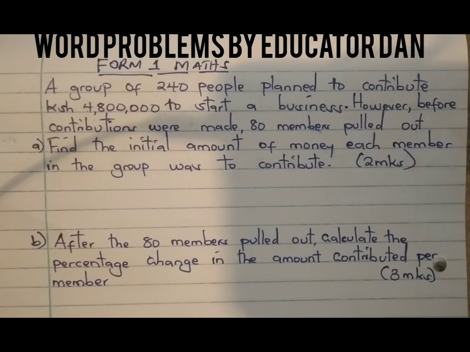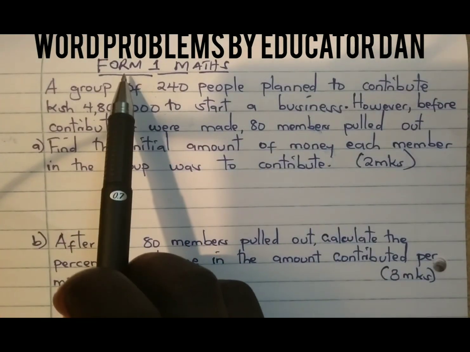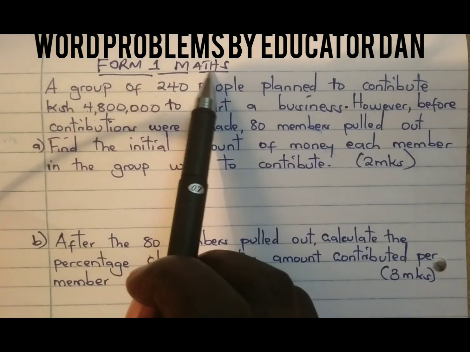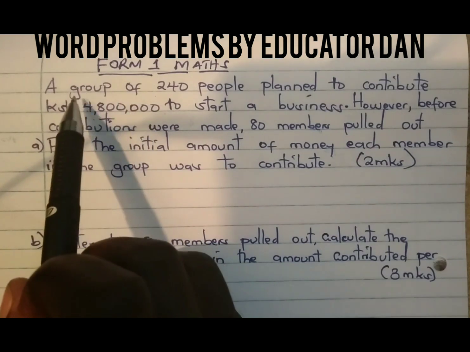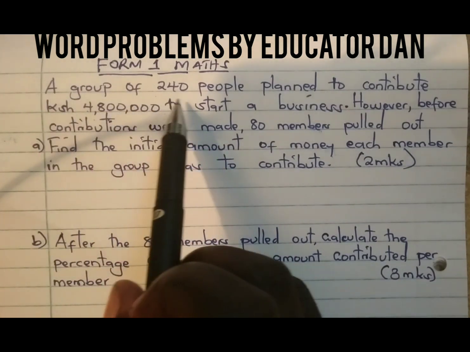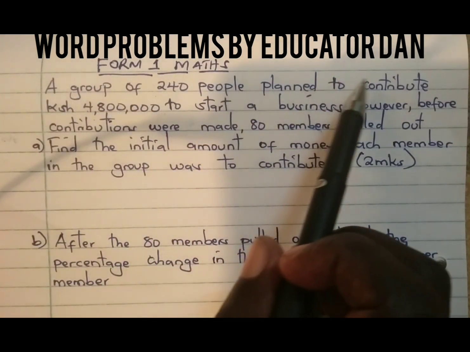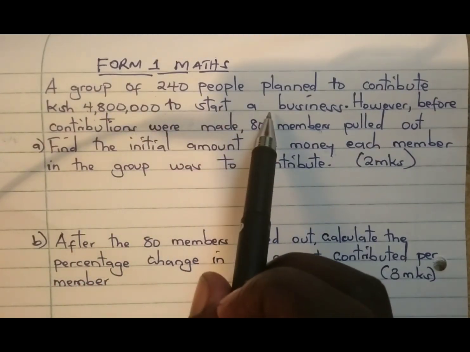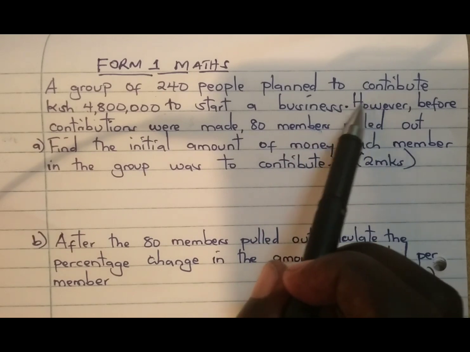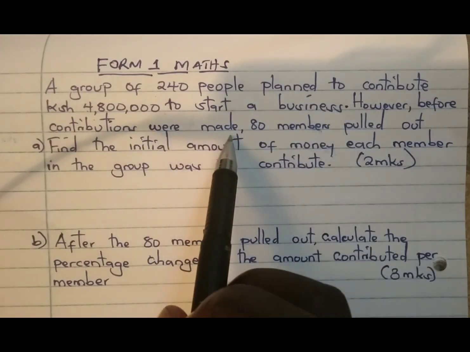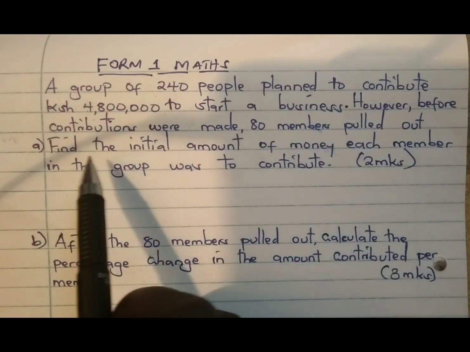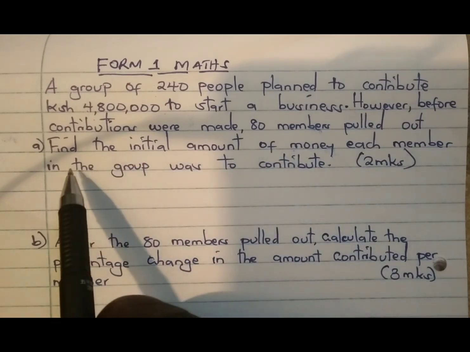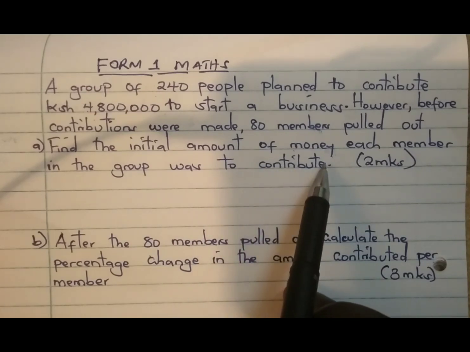Welcome to the discussion. We are looking at a question in Form 1 under word problems. Our question reads, a group of 240 people plan to contribute 4,800,000 to start a business. However, before contributions were made, 80 members pulled out. Find the initial amount of money each member in the group was to contribute.